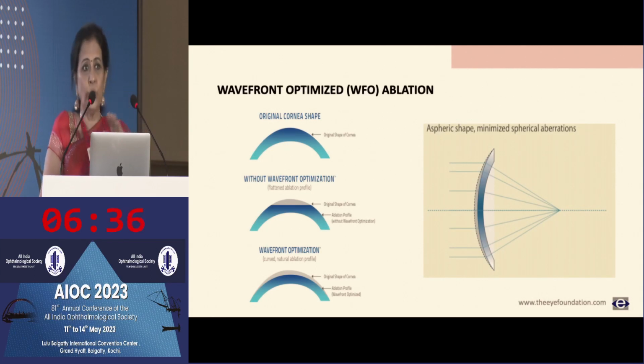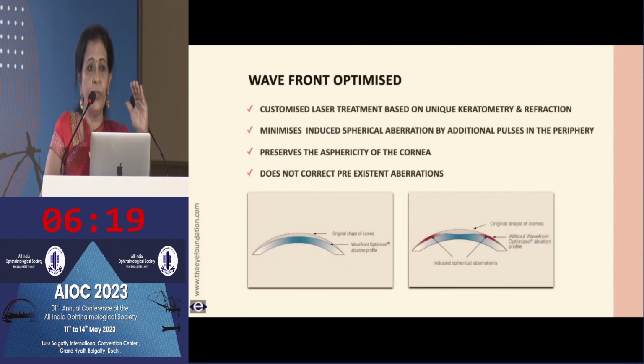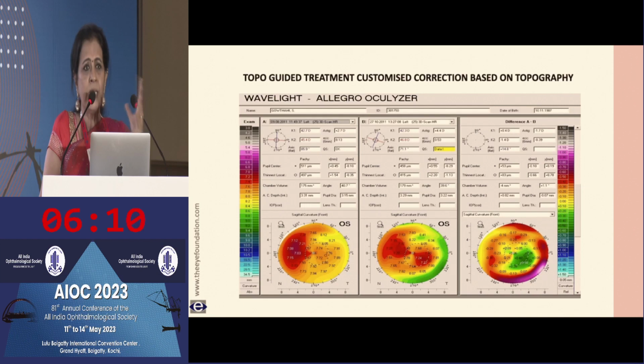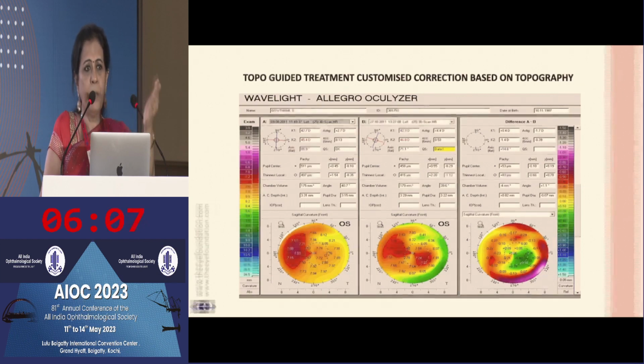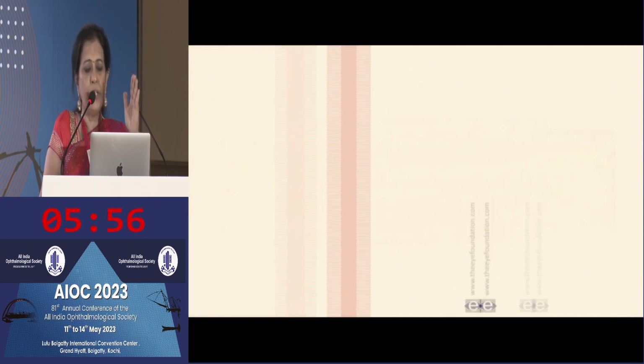We also know that the spherical aberrations are caused by the laser being attenuated in the periphery of the cornea. So the wavefront optimized came such that it hit some extra spots of laser, gave it a more aspheric profile, so that the spherical aberrations which were induced were not created. Then, at that point of time, there was more evolution and the topo-guided treatment came, mainly to repair the bad corneas. It was essentially a combination of a central myopic and a mid-peripheral hyperopic treatment, which helped in correcting the sphere and the cylinder. It functioned like the wavefront optimized to remove the spherical aberrations, but it also treated the aberrations on the cornea.